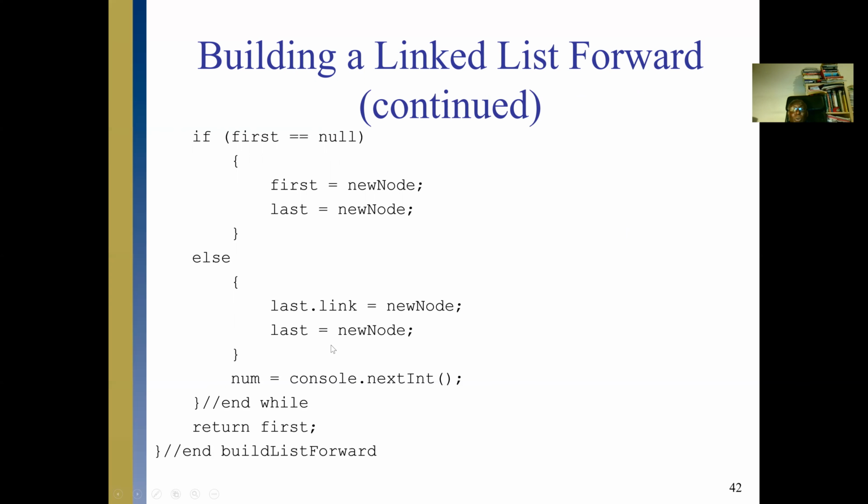Remember, we are building forward. So we have to assign the item in front, forward. So that's why we assign new node to the last.link. Then we assign new node to last. After that, we ask the user to enter the new integer value.